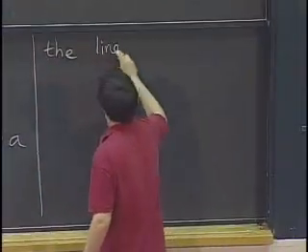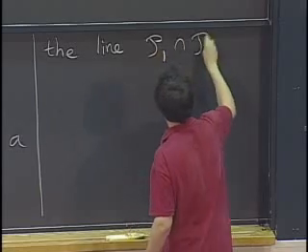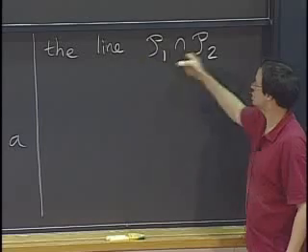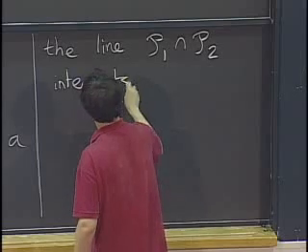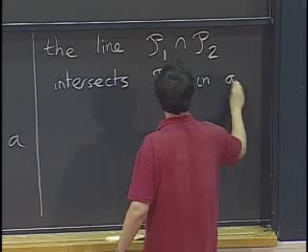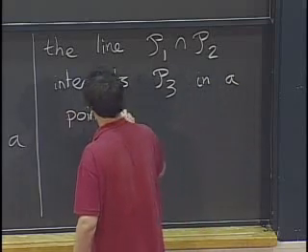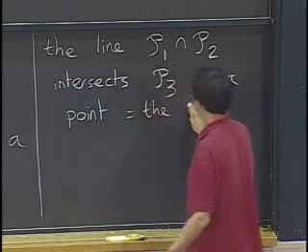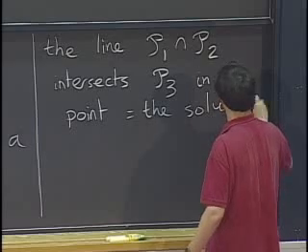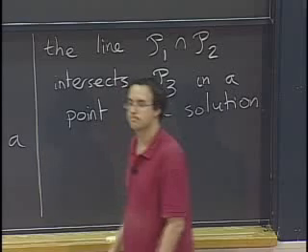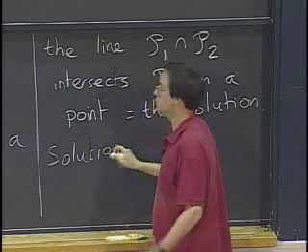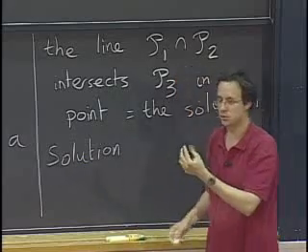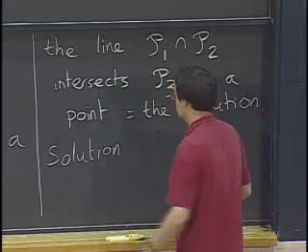So the line formed by the intersection of the first 2 planes, this is mathematical notation for it, intersects the third plane in a point, which is going to be the solution. So how do we find it? Well, one way is to draw pictures and try to figure out where the solution is, but that's not how we do it in practice if we are given the equations.